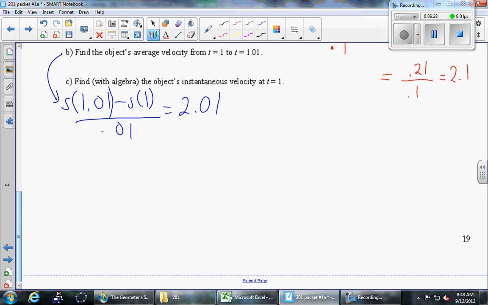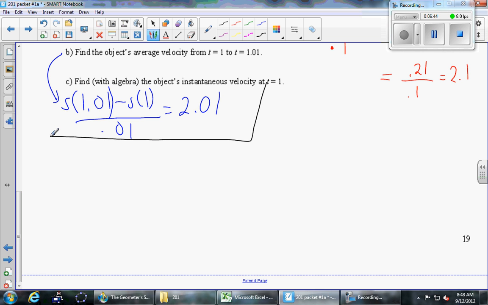So, numerically, evidence suggests that the velocity is 2, but it's not a proof. It really could be 2.00043 and never gets to 2. It gets to that crazy other number. So here's where we do the algebraic way, the full-on hardcore algebra to really find out that the velocity is 2. So how do we do it?